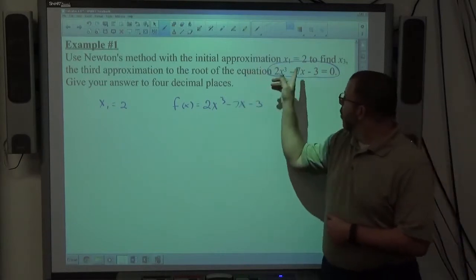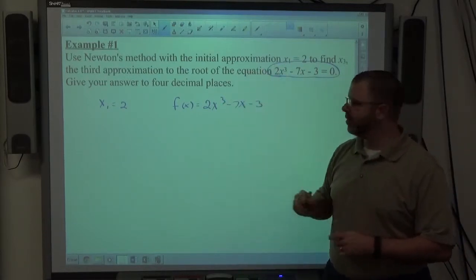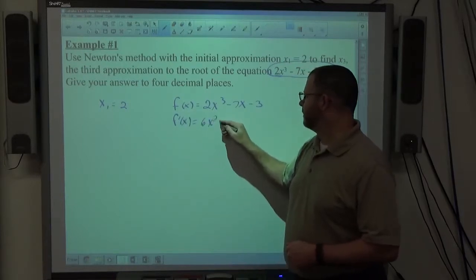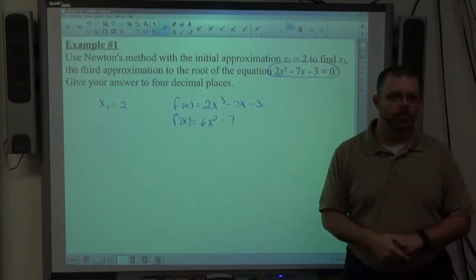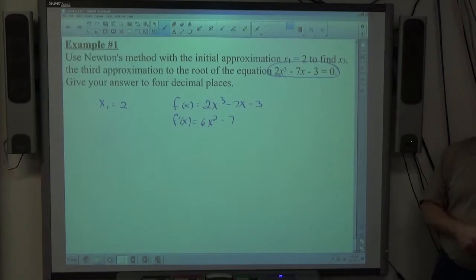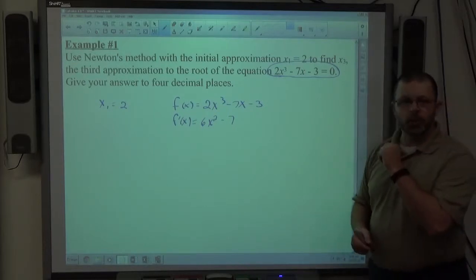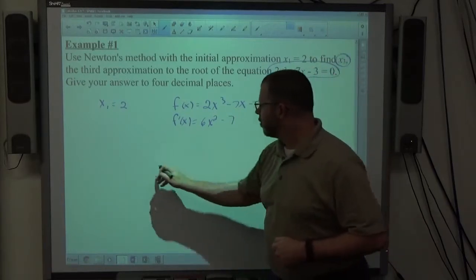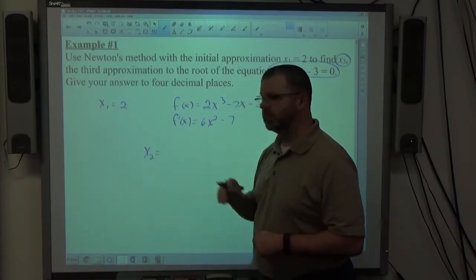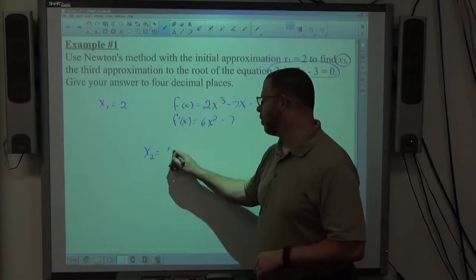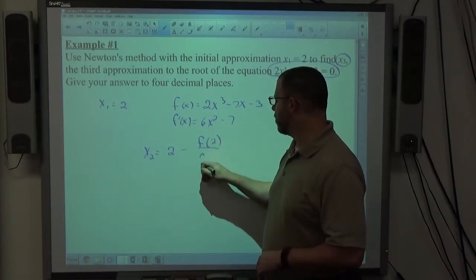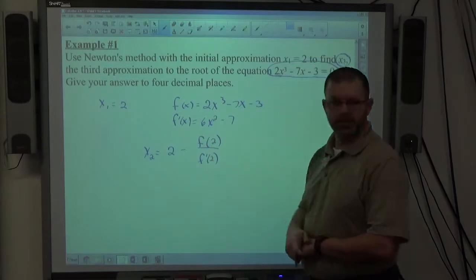Whatever's equal to 0 is what f of x is. f prime is just its derivative. So we have f and f prime. I know what x sub 1 is, and my job is to find x sub 3. So x sub 2 is going to equal x sub 1 minus f of x sub 1 over f prime of x sub 1.